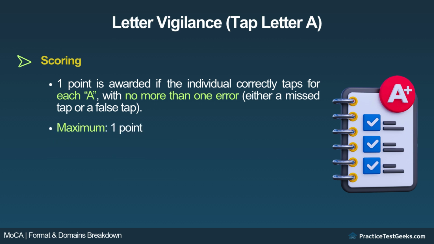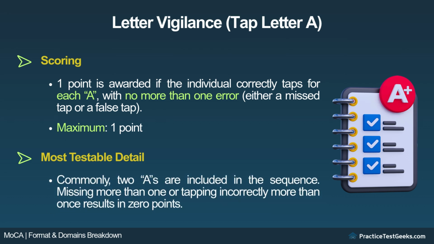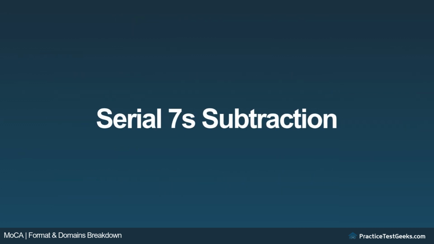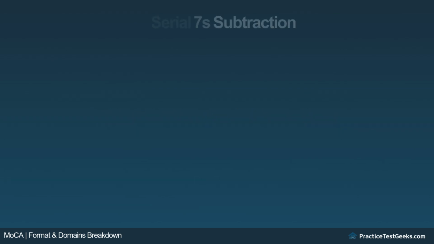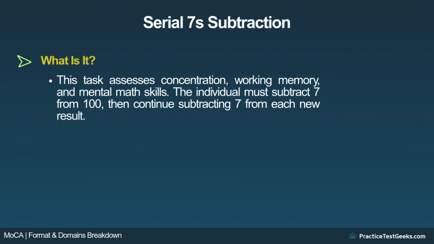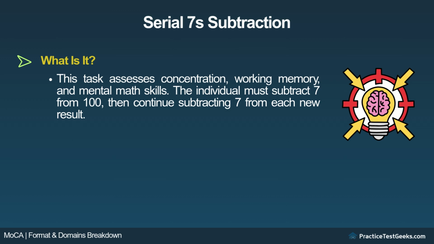Maximum 1 point. Most testable detail. Commonly, 2 A's are included in the sequence. Missing more than 1 or tapping incorrectly more than once results in 0 points. Serial 7's subtraction. What is it? This task assesses concentration, working memory, and mental math skills.